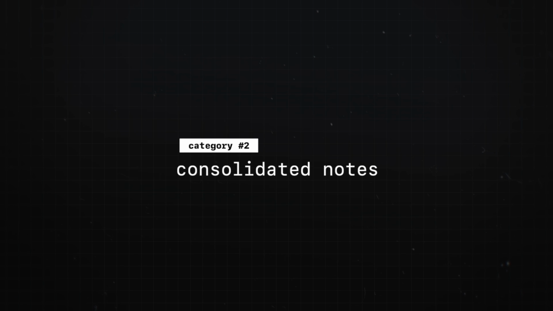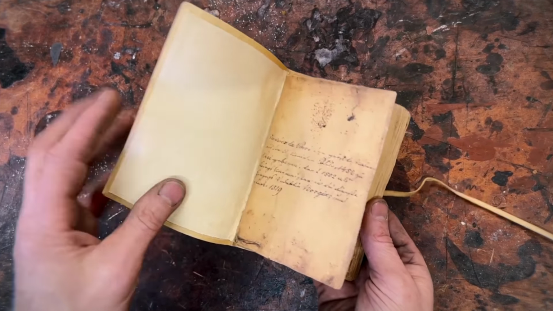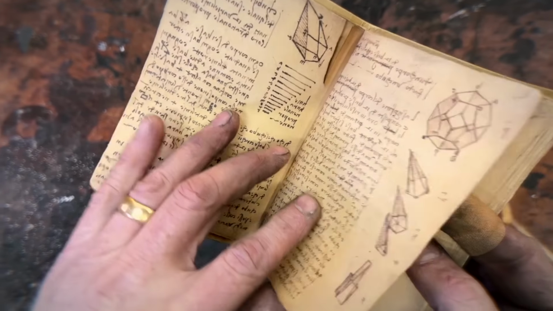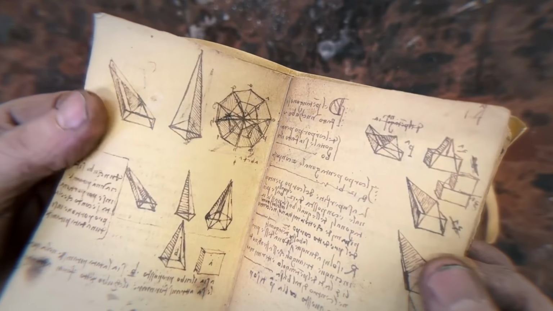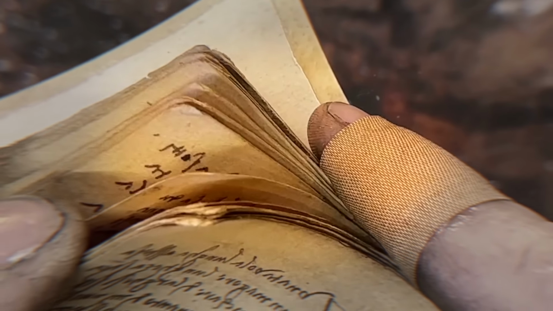The second thing that analog notes are the best for are consolidated notes. So this is actually something I learned from Leonardo da Vinci, who is this super legendary man in history. If you're not familiar with him somehow, he's this Renaissance man who's really well known in his works for engineering, for philosophy, even as an artist. And he was always really well known for his journals.